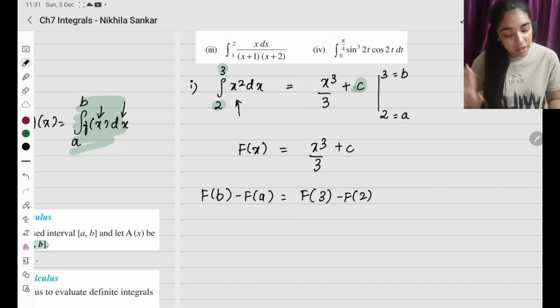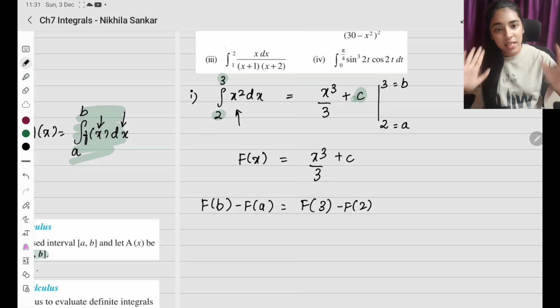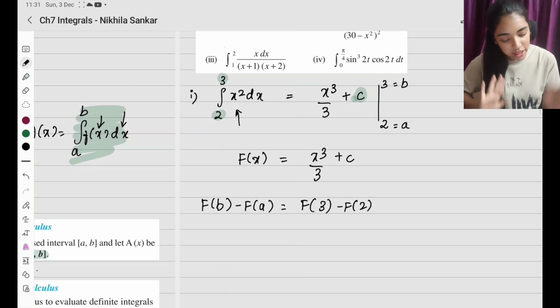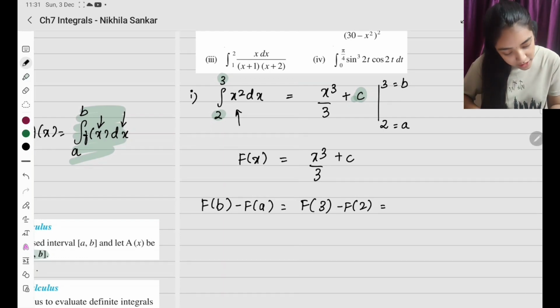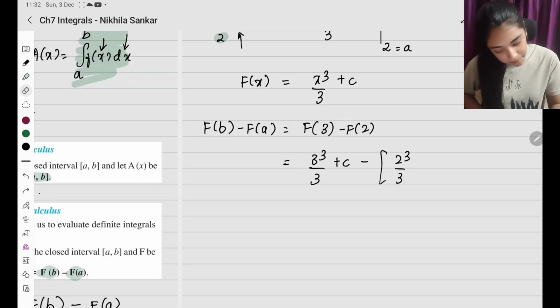Upper limit, lower limit. Ivlo detail na ella question ku எழுத மாட்டேன். Since this is our first question, I'll explain everything clearly. So இப்போ f of 3 minus f of 2 nu irukku. I'll write it in the next step. So f of 3 na I have 3 cube divided by 3 plus c minus open bracket f of 2 na 2 cube divided by 3 plus c.